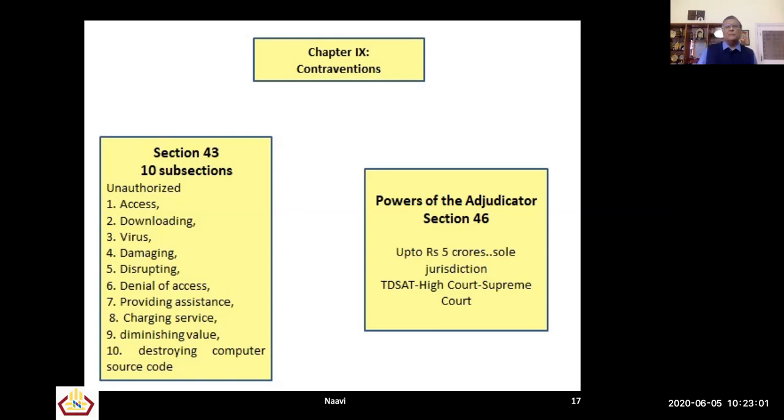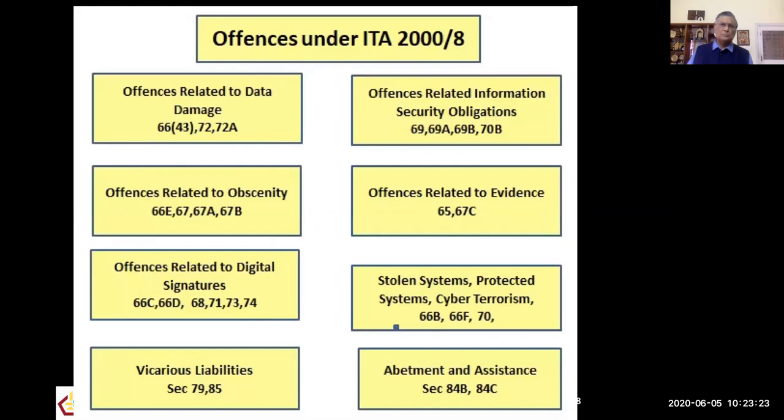Any cyber crime in which somebody has to claim damage up to 5 crores, the sole jurisdiction is with the adjudicator. You cannot go to a civil court. Civil court will come only for 5 crores and above. Less than 5 crores, the adjudicator is the sole authority. So such is the importance of the IT secretary in a particular state.